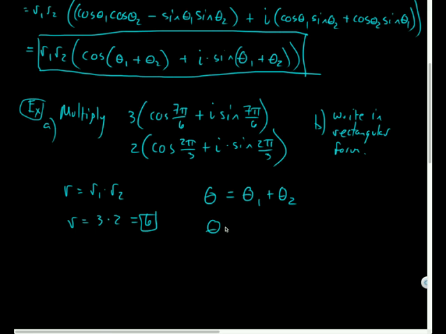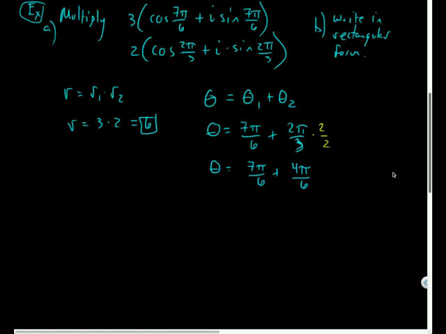So my new theta, or amplitude, is going to be 7 pi over 6 plus 2 pi over 3. We're not afraid of a little bit of fraction work. I need to find a common denominator here. It looks like 6 will do the job, so multiply this by 2 over 2. I'll get 7 pi over 6 plus 4 pi over 6, which I believe is 11 pi over 6.